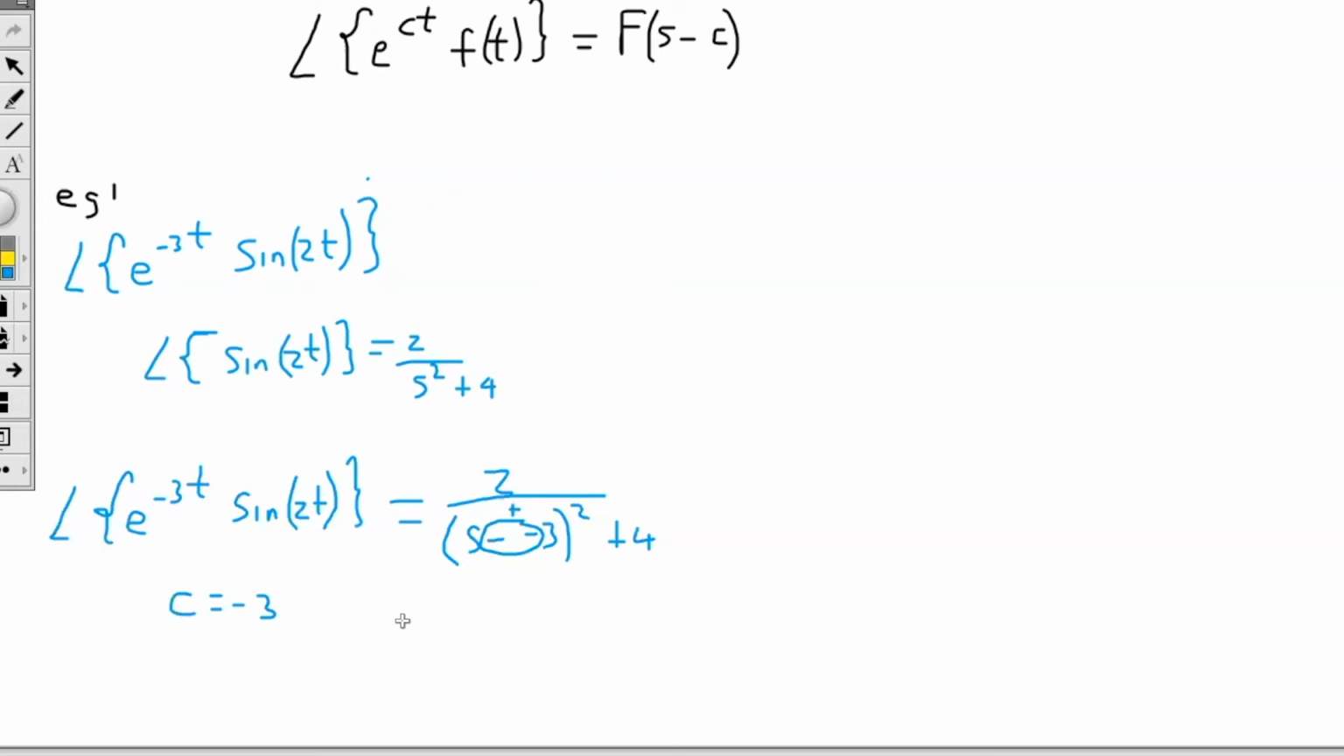So here I have plus, so this is 2 over (s plus 3) all squared plus 4, and that's the answer.